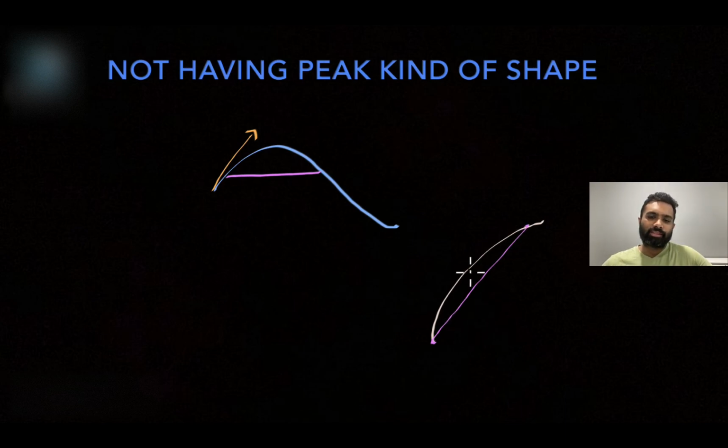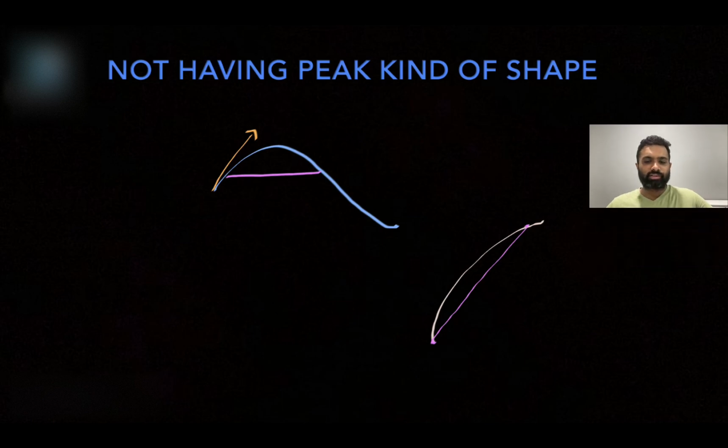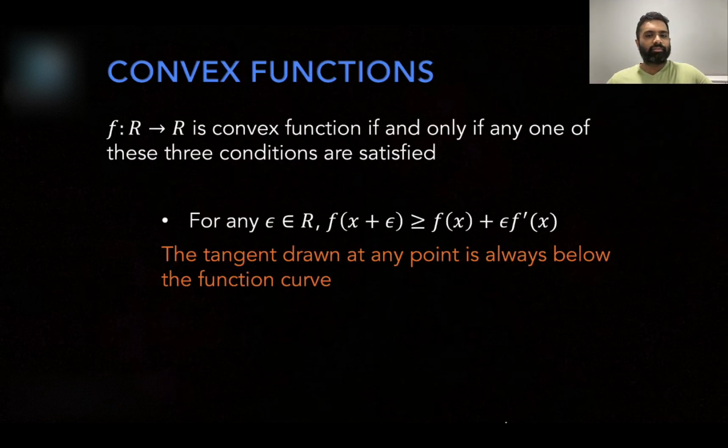So it will not have this kind of shape. The function value will not be more than the value on the line at those particular points. So it will not have either this pink kind of shape, or even this kind of shape. So this is the property of the convex function. So let's analyze the second property a bit more.